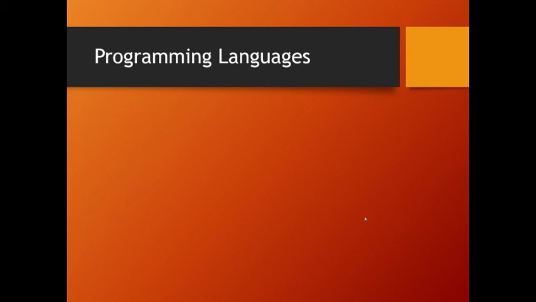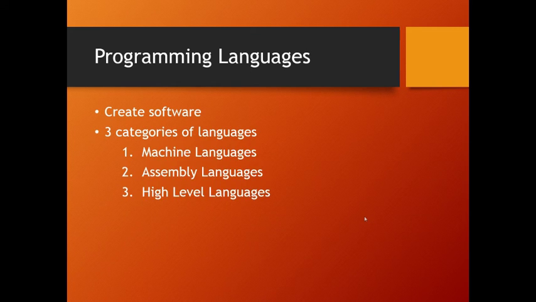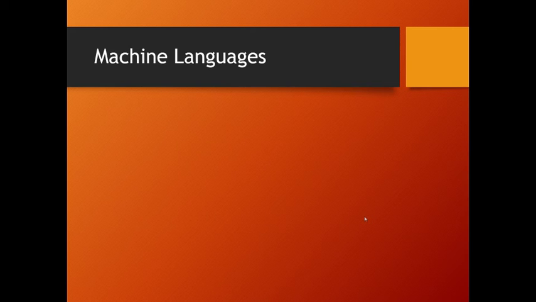Programming languages. What are programming languages? They allow programmers to create software, which simply are instructions for the computer to execute. There are hundreds of languages in existence today, and they can be grouped into one of three categories: machine, assembly and high level. Machine languages are comprised of ones and zeros, which is the native language of a processor.